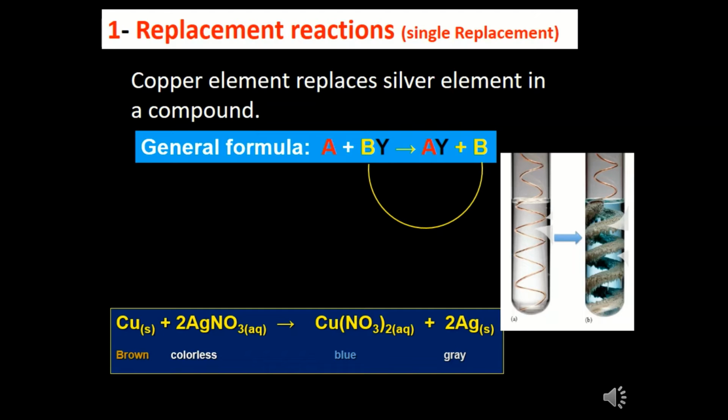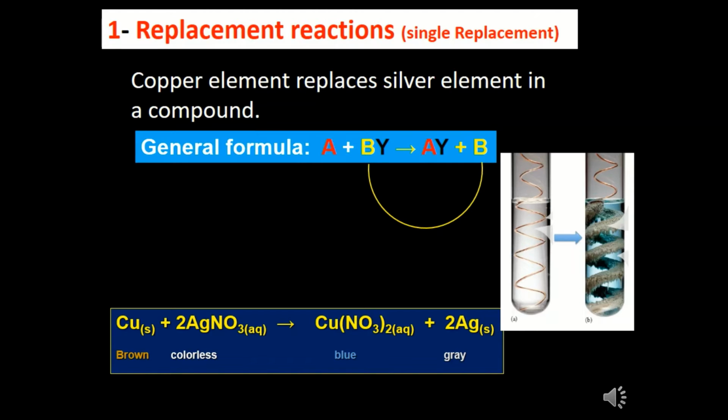If you look at the general formula, A, the red one, is a different reactant, and BY is another reactant. We have two reactants on the left side, A separate and BY another. So what happens, if you look at this diagram, is A goes to replace B. A takes the position of B. Where is B? B is going out. So the product will be AY plus B.